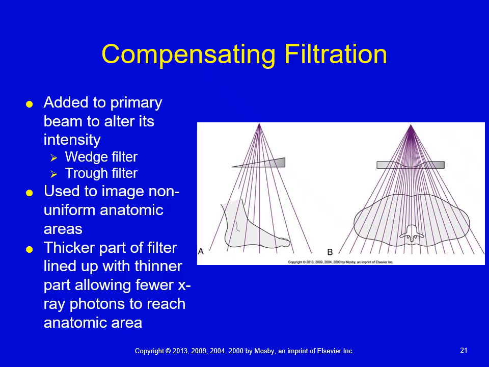I've never seen or used a trough filter, but it's good for mediastinum and lung type exams. And again, it compensates for the bone in the center and the lungs on the edges. So again, the bone is thicker than the air-filled lung, so the thinner part is placed over the spine, and the thicker part is placed over the air-filled lungs.